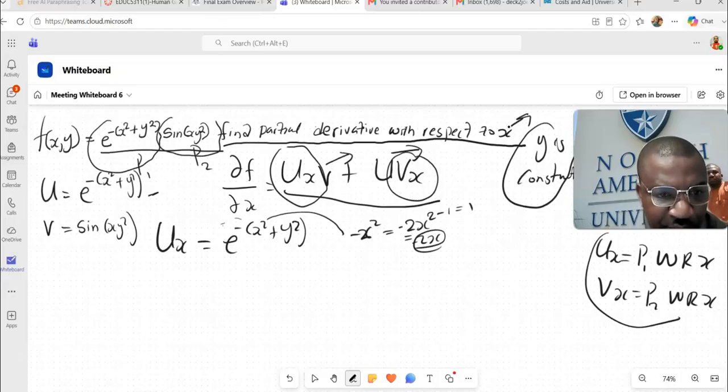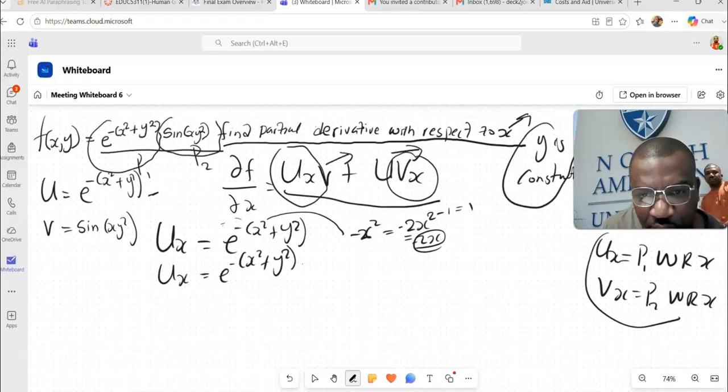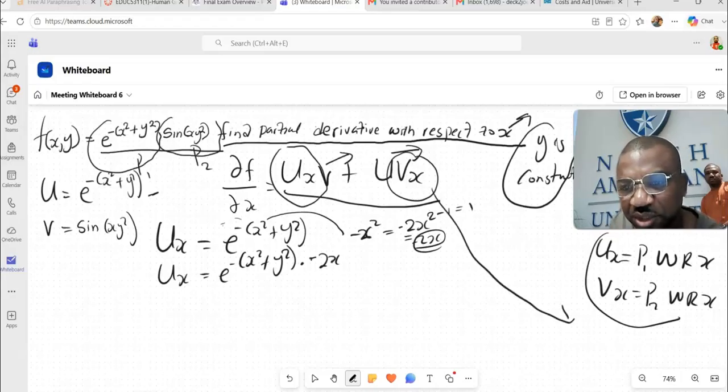So the partial derivative for product 1 is e to the negative x to the power 2 plus y to the power 2, with a multiplier of negative 2x.